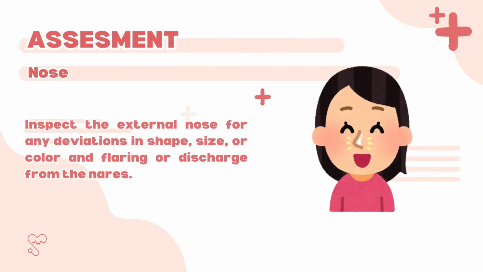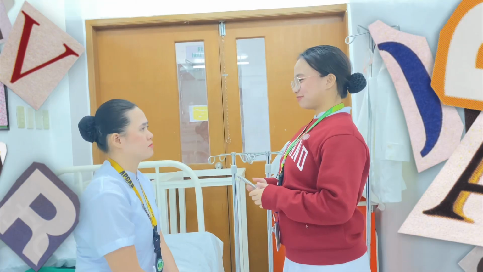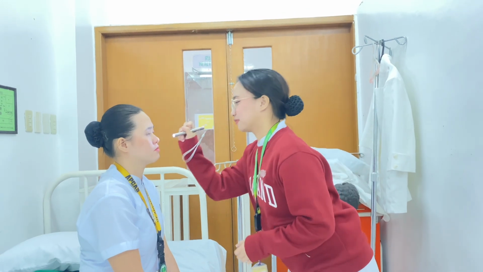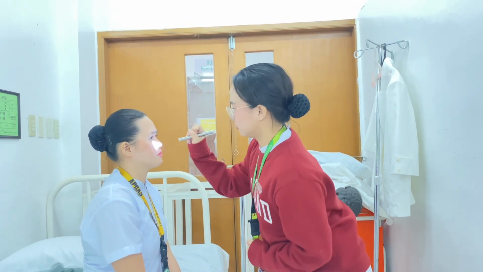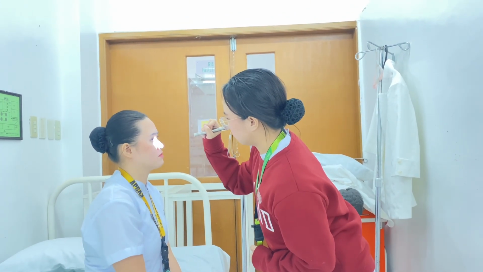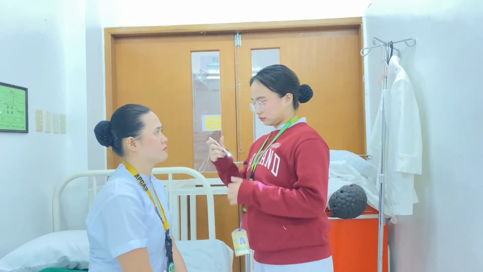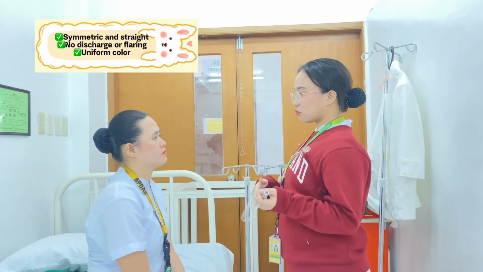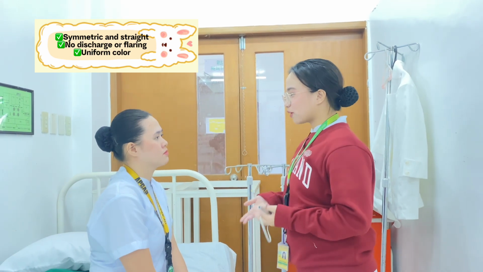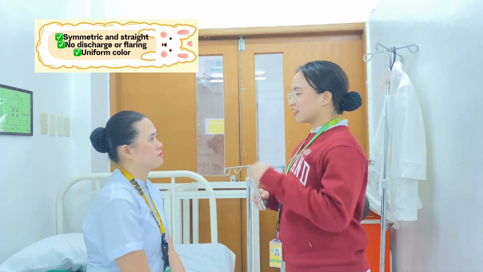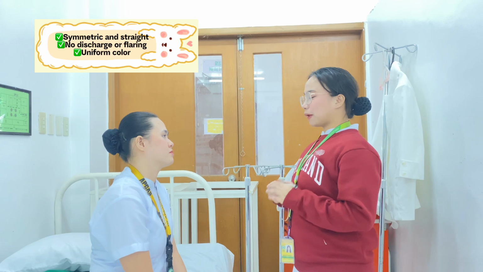Inspect the external nose for any deviation in shape, size, or color, and flaring or discharge from the nares. Normal findings: symmetric and straight, no discharge or flaring, uniform color. Deviations from normal: asymmetric, discharge from nares, localized areas of redness and presence of lesions. The findings are the client has a symmetric and straight nose, no discharge or flaring, and has uniform color.